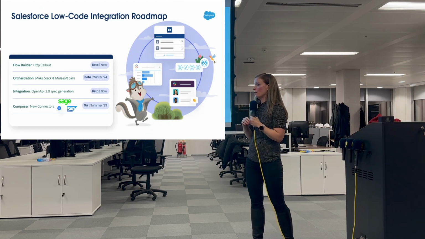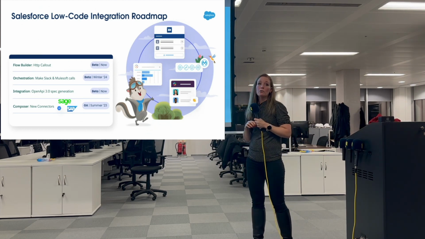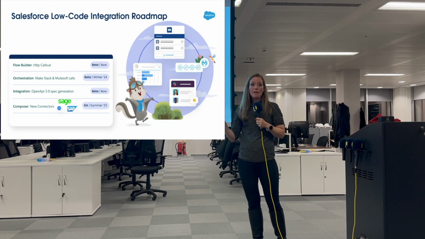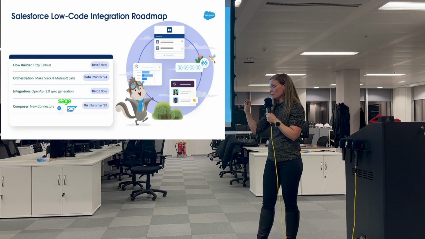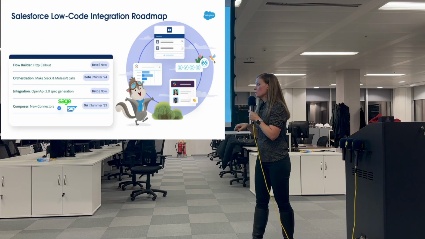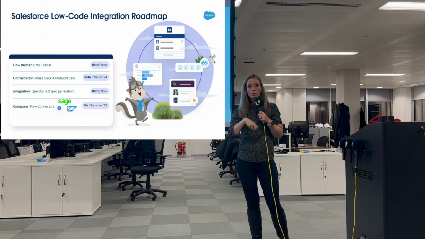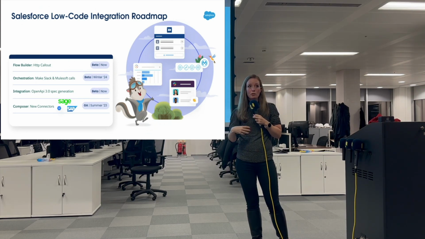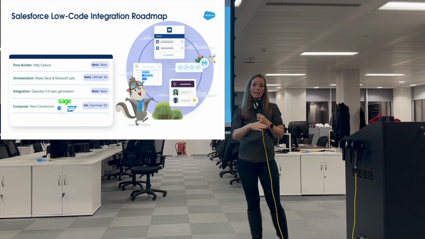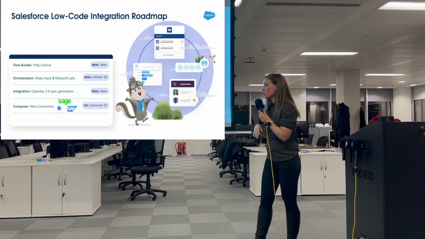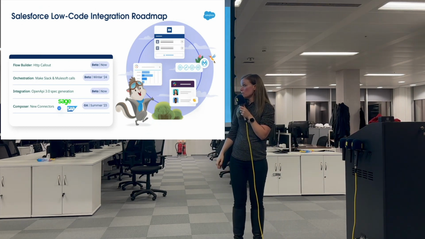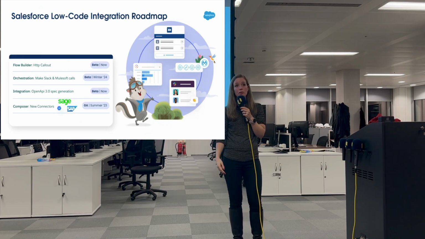Then we have flow orchestration, which is the orchestration of different flows and user interaction steps. And that is going to have native Slack and MuleSoft actions as part of that, which is going to come out in Winter 24, so a little bit longer. But when that is out, you'll be able to call any API from MuleSoft or directly in Slack, straight from flow orchestration. What I've just shown you is the OpenAPI 3 spec generation, which is currently still in beta.